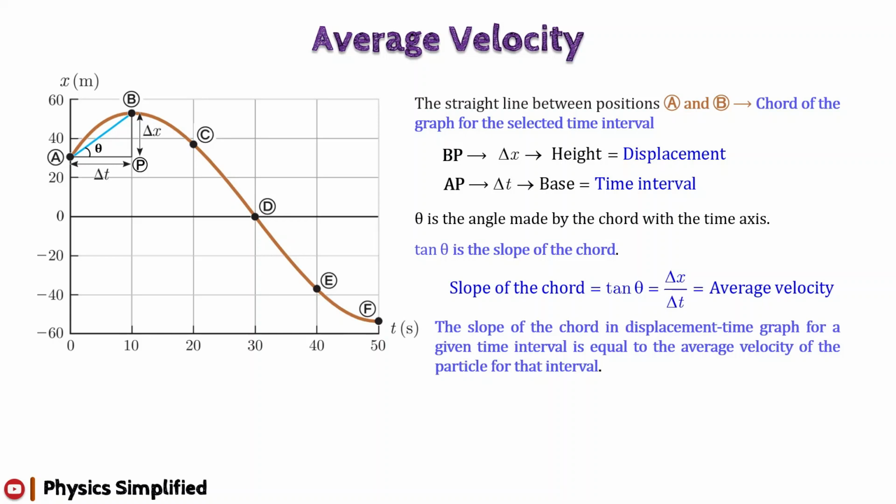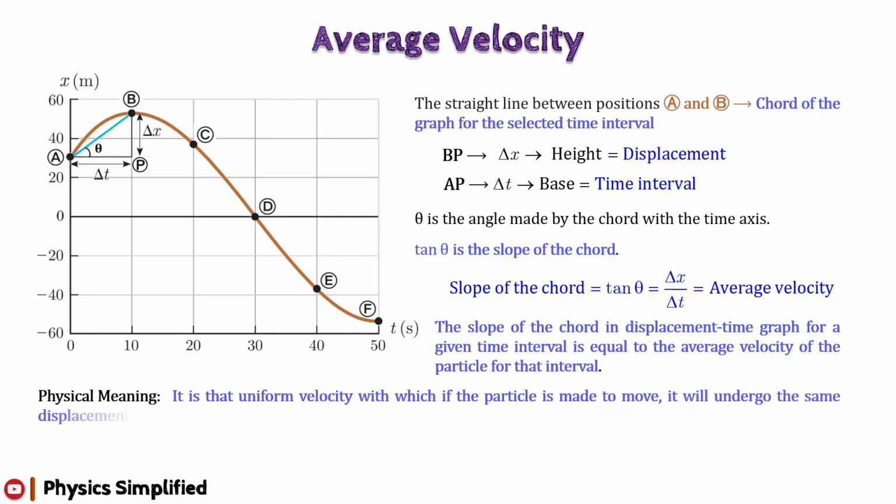Before concluding today's topic, let us try to learn what is the physical meaning of average velocity. Remember, average velocity is that uniform velocity with which if a particle moves, it undergoes the same displacement in a given time interval as it does with its actual velocity in the same time interval.